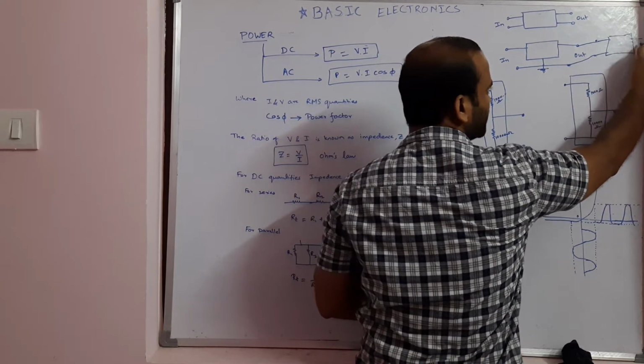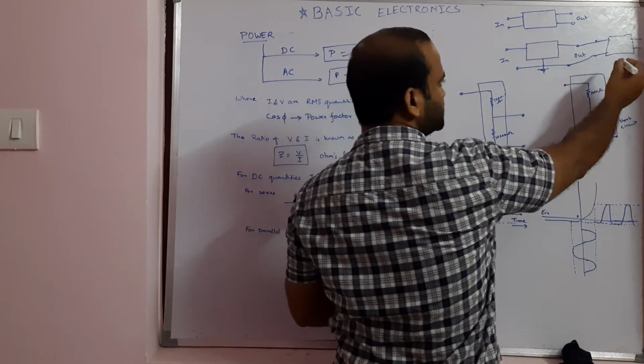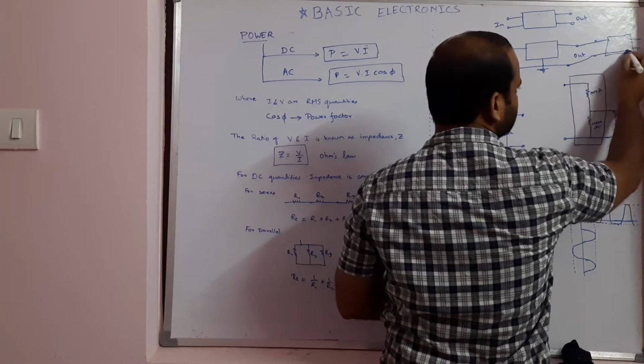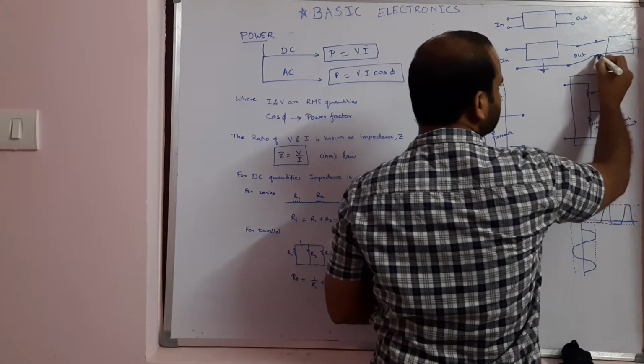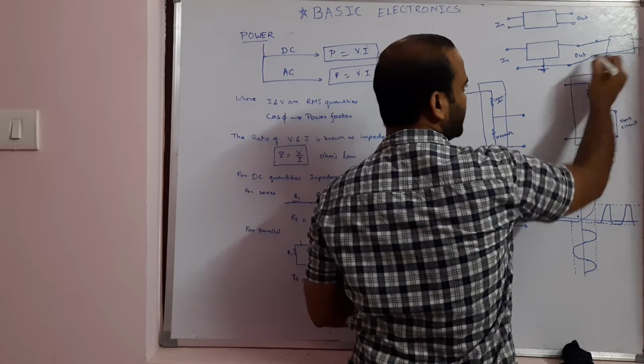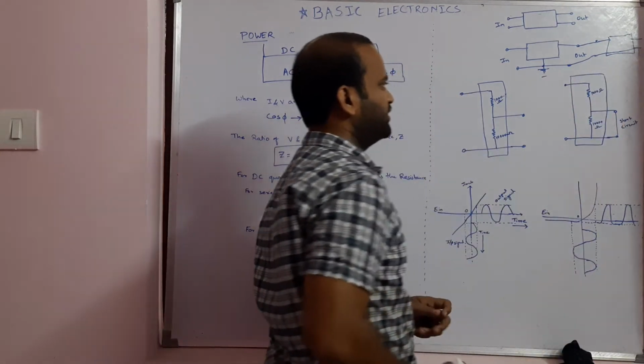So similarly, the two systems can be cascaded like this, and since this is connected to this, this is the same point and it is also known as the ground point.